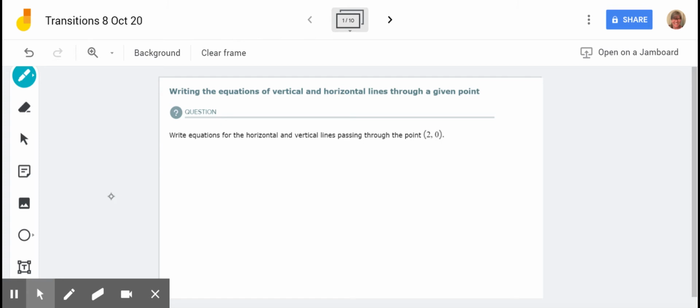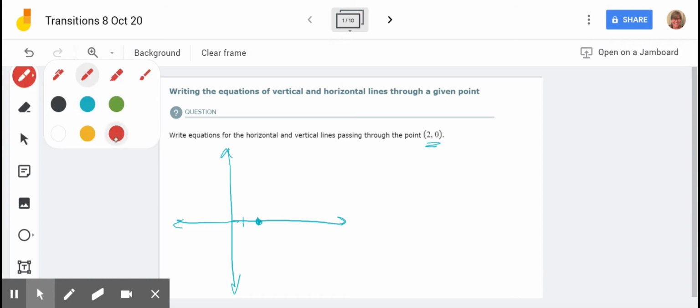So it says write equations for the horizontal and vertical lines passing through the point (2, 0). This one trips people up a lot, because they think they're supposed to just know it, which, by the way, if you do know it, it's really easy. But if you don't, it's okay. What you do is you find the point. Okay, go ahead and graph the vertical line. We're going to go backwards from the table.